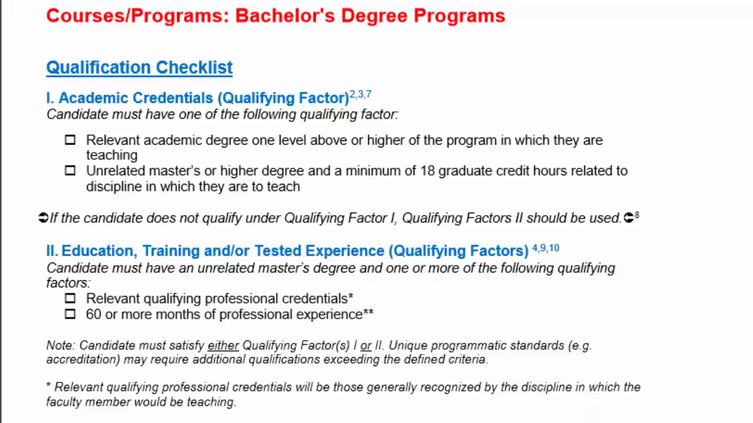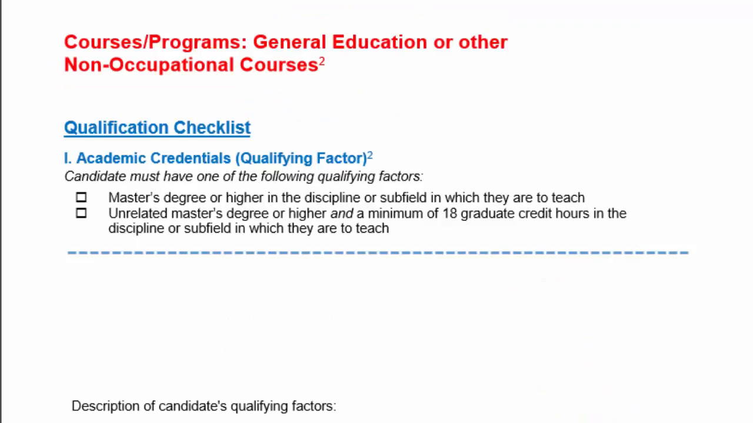Let's go on to the easiest of the bunch, which is the courses and programs. Here's our category: courses and programs, general education or other non-occupational courses. Again, we didn't make this up. That comes directly from that Higher Learning Commission document, and they're pretty cut and dry. When you're teaching that general ed or non-occupational courses, it is the academic qualifying factors only. So you can have a master's degree or higher in the discipline or subfield. Okay, check. That one's obvious.